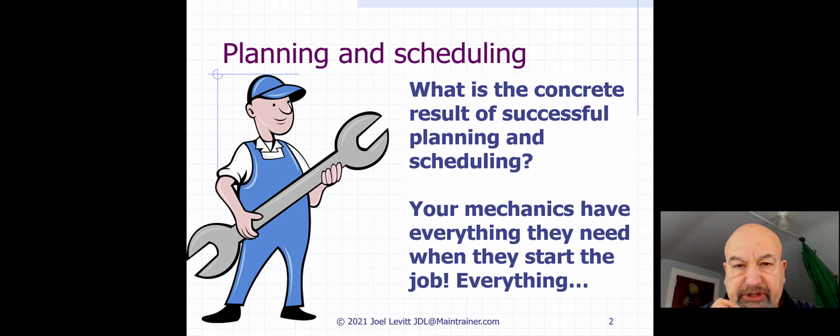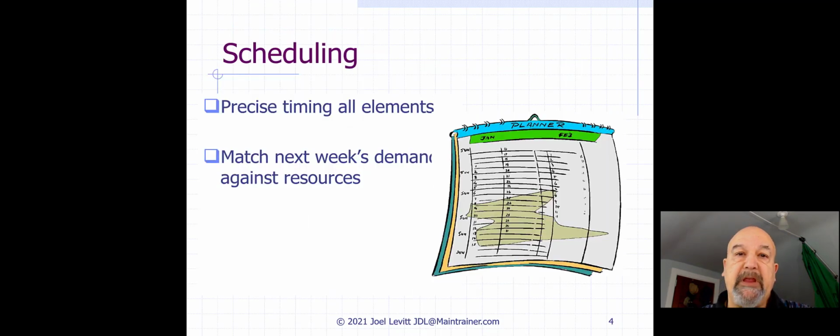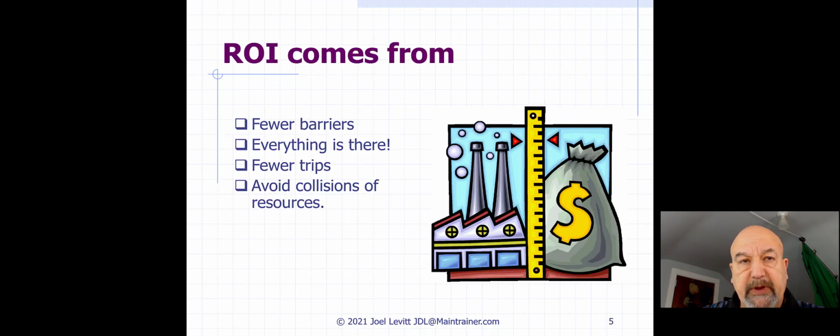What is the concrete result of planning and scheduling? Well, it's really simple. Your people have everything they need to do the job. That's what planning and scheduling gives you. Now, planning is the deconstruction of the job into its elements. And the elements could be resources like the parts diagram. It could be information. It could be permissions, safety, whatever you need to do the job. Now, scheduling is, in a precise timing, delivering all those resources to the person doing the job, and also balancing the jobs for next week against the available hours for next week.